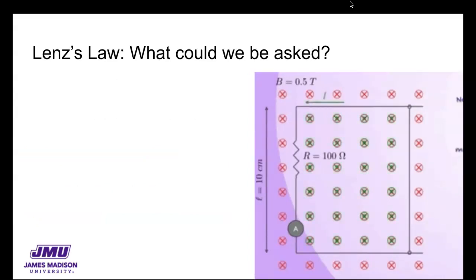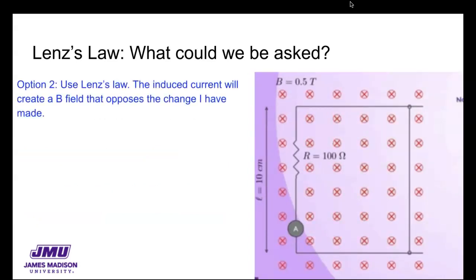That same question could be answered a slightly different way, which is with Lenz's law. As the bar moves more and more to the right, more and more magnetic field pointed into the page is introduced inside of the loop. As the bar moves to the right, bringing more and more magnetic field pointing into the page, a current will be induced in the loop to resist that change.